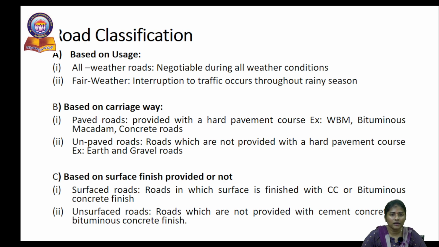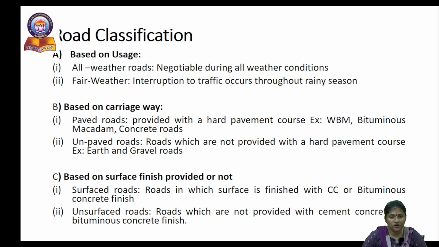Paved roads are nothing but the roads which are provided with a hard pavement course. Okay, examples are WBM roads, that is waterbound macadam roads, bituminous macadam and concrete roads. Unpaved roads are the roads which are not provided with a hard pavement course, for example earth and gravel roads. Next, based on whether surface finish is provided or not, the roads are classified as surfaced roads and unsurfaced roads. Surfaced roads are nothing but the roads in which the surface finish is provided with at least CC or bituminous concrete finish.